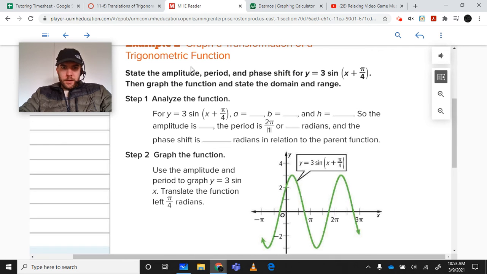And I think that's it, right? The amplitude 3, the period 2 pi, the phase shift, we've gone back by pi over 4. So we've shifted to the left by pi over 4.